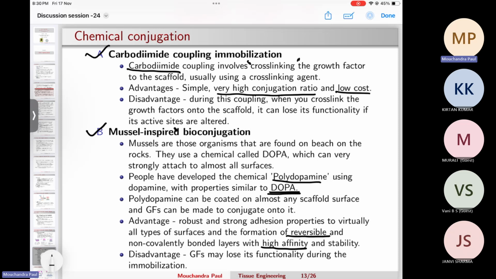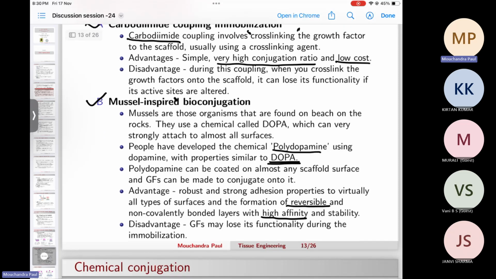Disadvantages: growth factors can lose their functionality, depending on which site or which angle the binding happens from. The growth factor is a 3D molecule. So if the binding happens in such a way that its active site is masked, that is, the site through which it is going to bind to the receptor is masked by the strong adhesion onto the polydopamine-coated surface, then it won't be able to signal the cells, and won't be able to give you the desired effect.